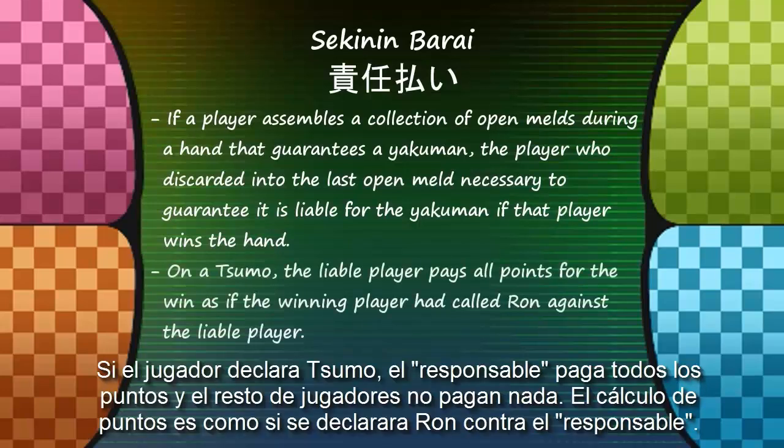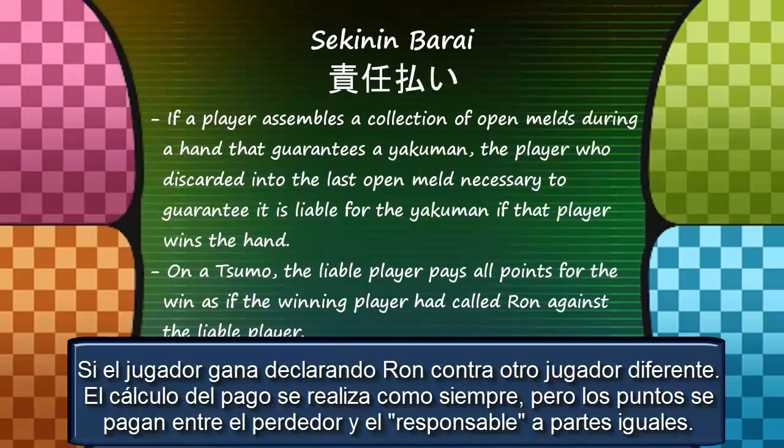If the winning player went out off the wall, the liable player must pay the entire amount of the hand, while the other losing players pay nothing. Payment calculation is treated as if the winning player had called Ron against the liable player. If the winning player went out by calling Ron against a different player, payment calculation occurs normally, but the result is split 50-50 between the liable player and the discarding player.